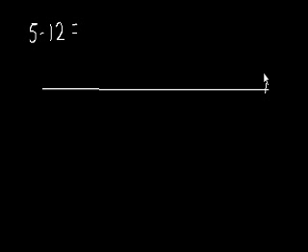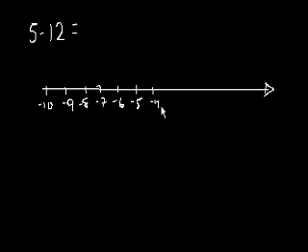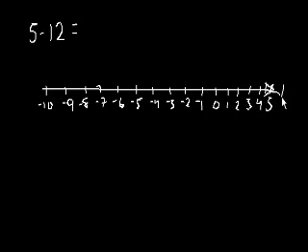5 minus 12. So let me start with minus 10, minus 9, minus 8. I think I'm going to run out of space. Minus 7, minus 6, minus 5. I should have this pre-drawn. Minus 4, minus 3, minus 2, minus 1, 0, 1, 2, 3, 4. And we'll put 5 right here, and push this arrow out a little bit.